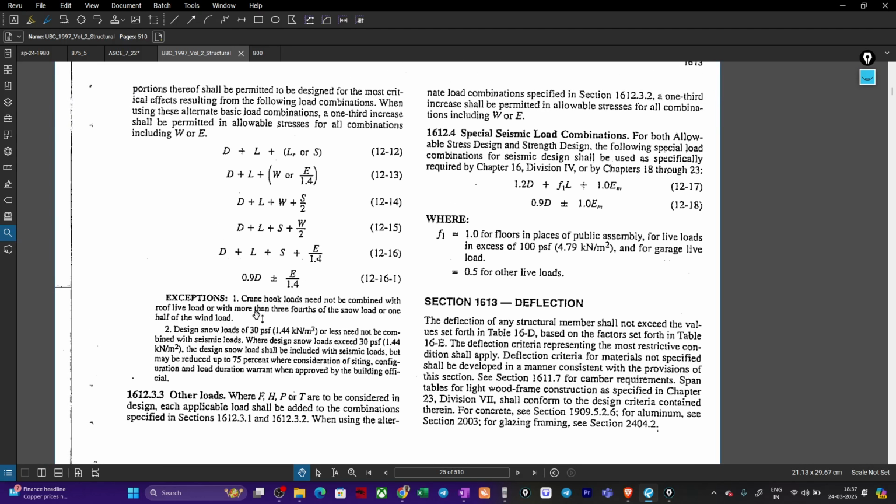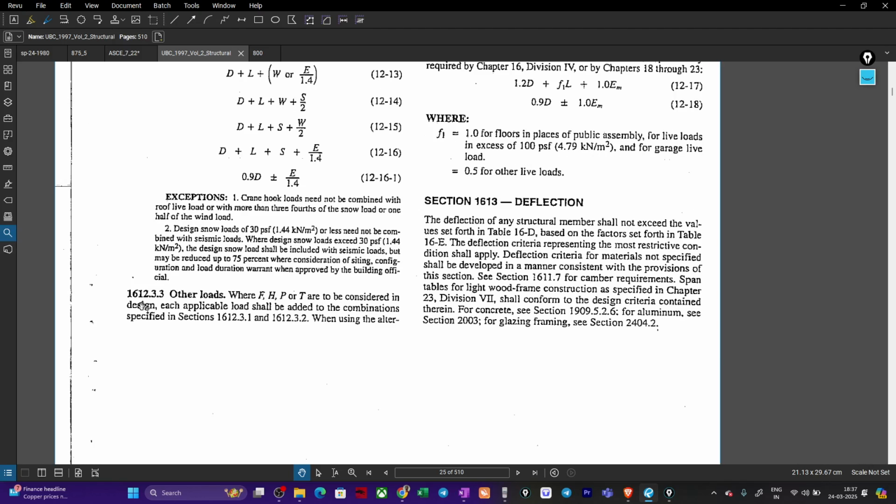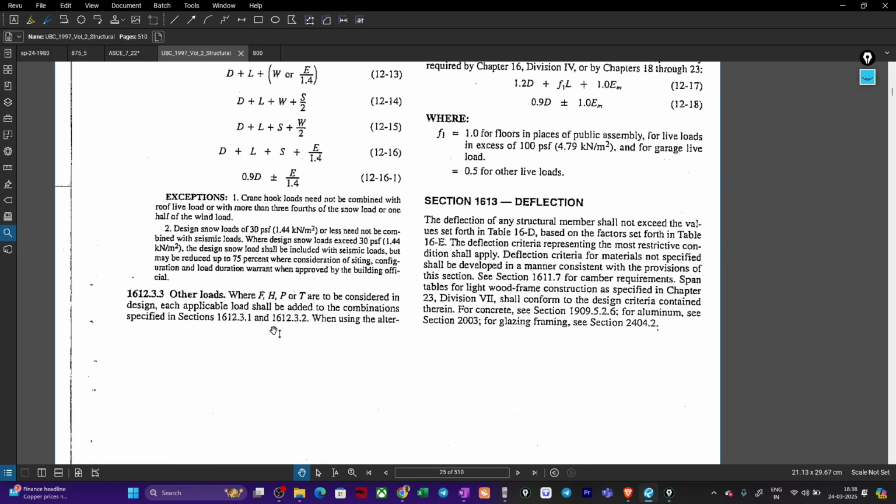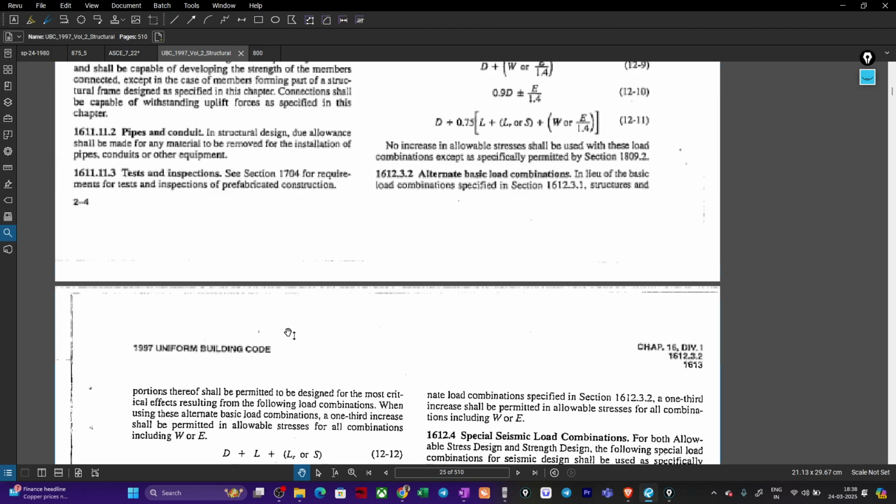So now what it says, the other loads, 1612.3.3: where F, H, P or T are to be considered in the design, that means my serviceability design, each applicable load shall be added to the combinations specified in section 1612.3.1, that means this one, okay, and 1612.3.2.